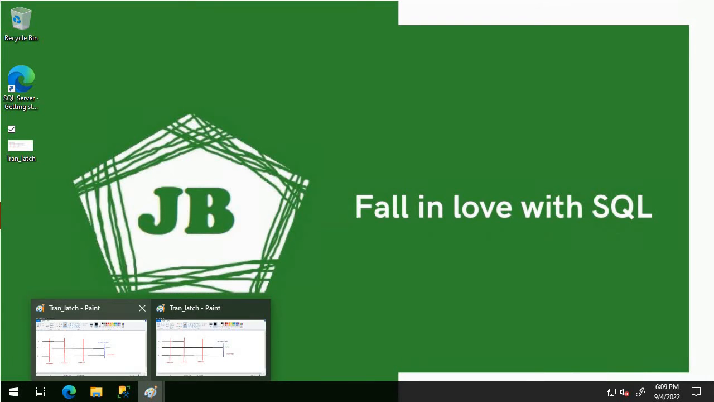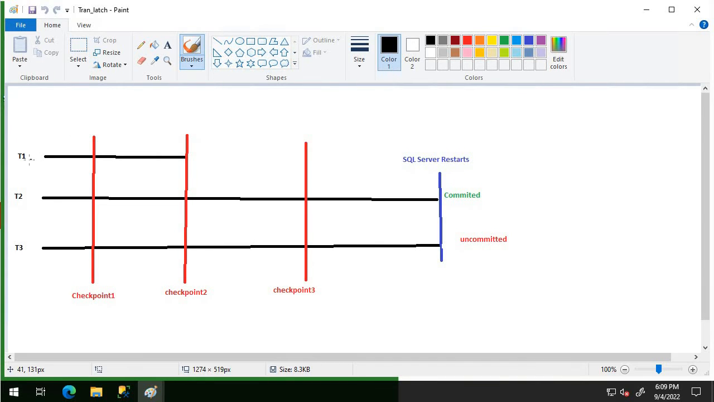So let's consider we have three transactions, T1, T2, and T3. At this point in time, we have checkpoint 1. At this point in time, we have checkpoint 2. And at this point in time, we have checkpoint 3. So if we look at it here, transaction 1 basically completes here. And then we have checkpoint 2 happening at this point in time.